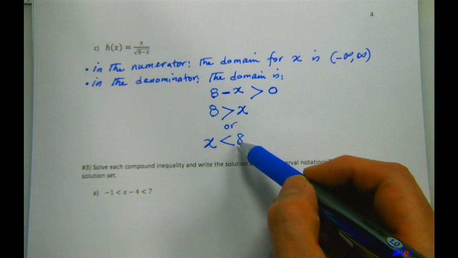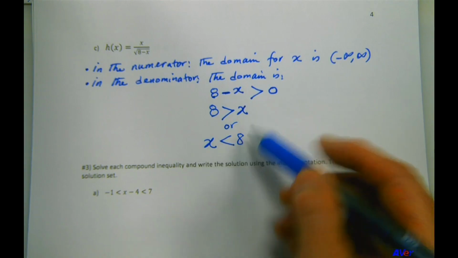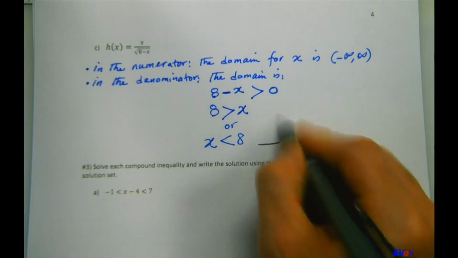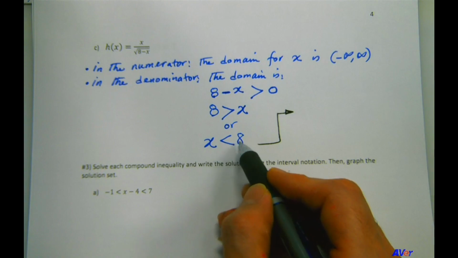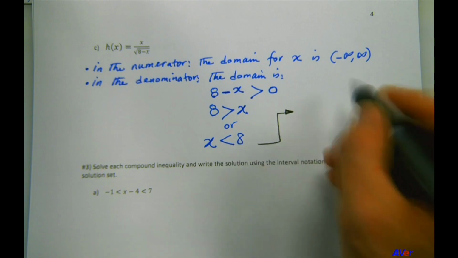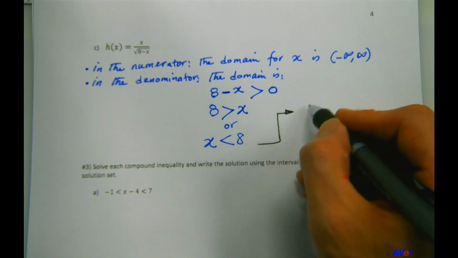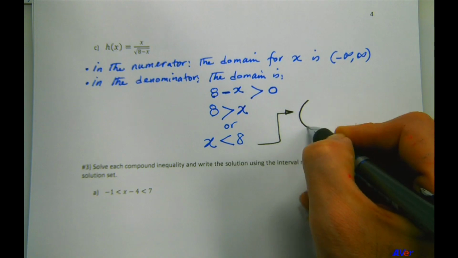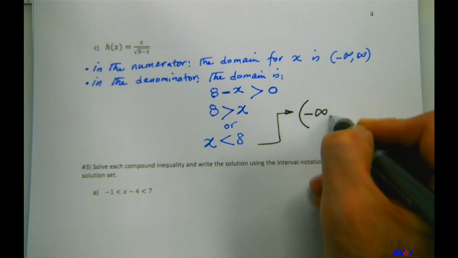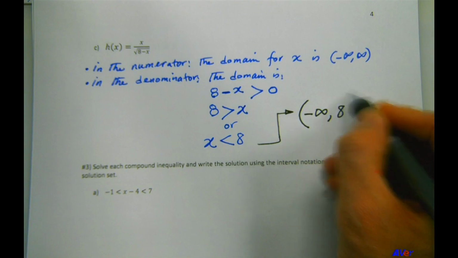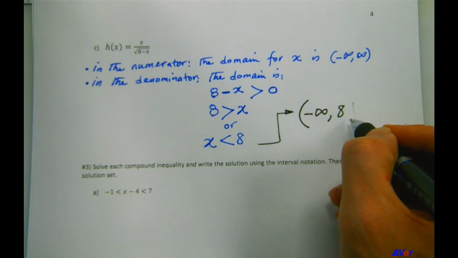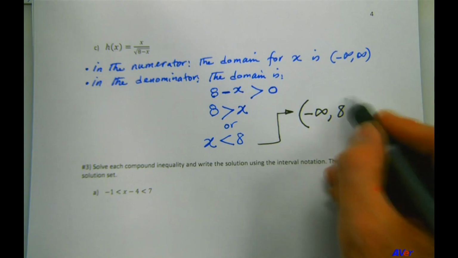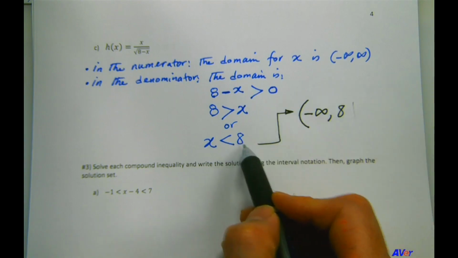Okay, so we have the answer, but let's write it using the interval notation. So this is saying anything less than 8, right? Not including 8. So how do we show anything less than 8 and not including 8? So we say parenthesis, negative infinity, comma, 8. So what would you put here? Would you put a bracket? Would you put a bracket here? You should not, right? Because if you put a bracket, that means 8 can be a solution.